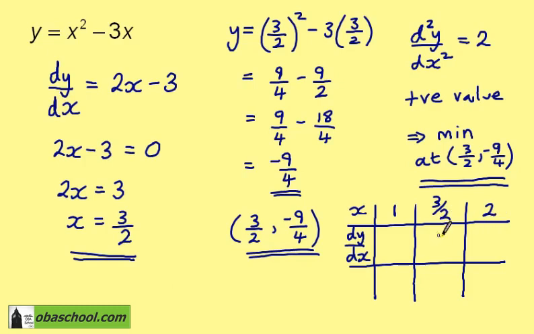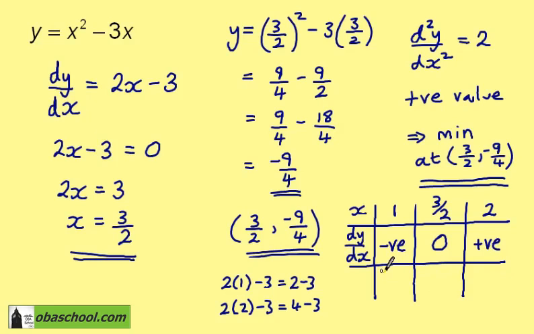We know the turning point is at 3 over 2, so the gradient here is 0. When x is 1, we evaluate dy dx. We get 2 times 1 take away 3, which is 2 take away 3, minus 1, which is negative. When x is 2, we get 2 times 2, take away 3, which is 4 take away 3, which is positive. So we get negative, 0, positive, and we can see the minimum shape, which agrees perfectly with the analysis we did using d2y dx squared.